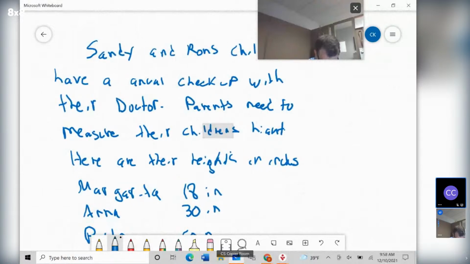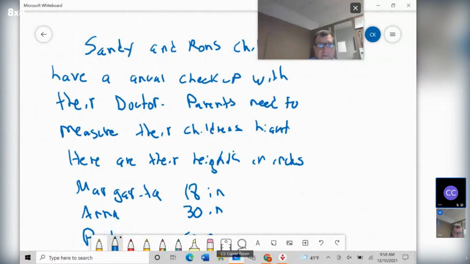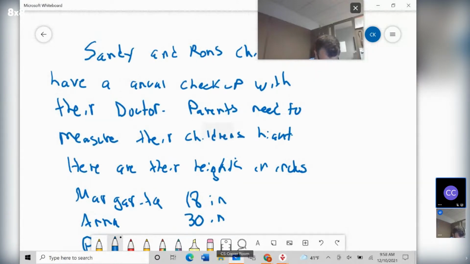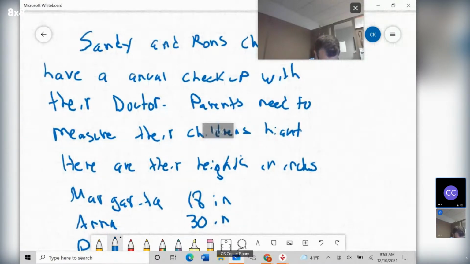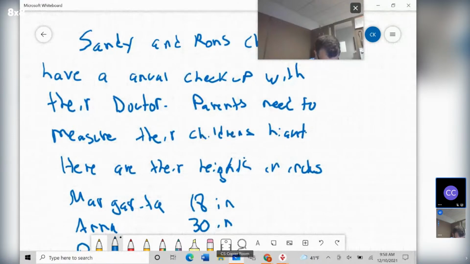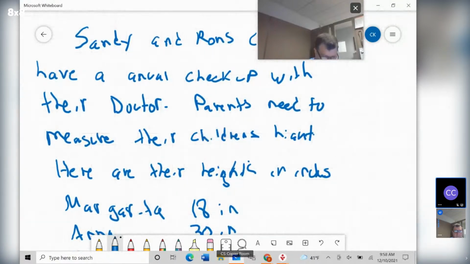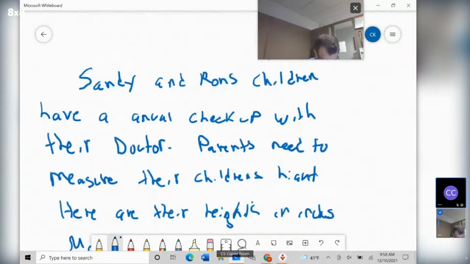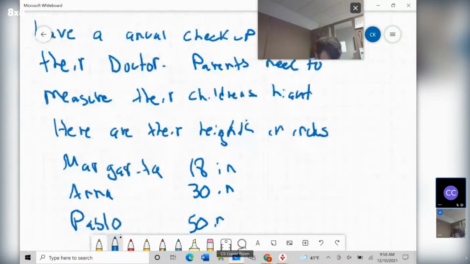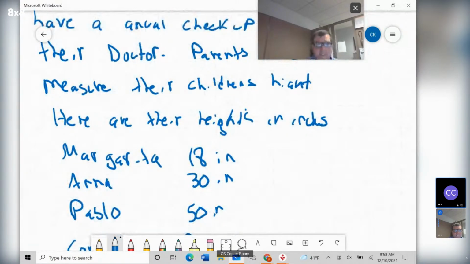What I want to do today, we're going to look a little bit at fractions and converting fractions into decimals and also percent. So I want to start with this problem here. It says Sandy and Ron's children have an annual checkup with their doctor. Parents need to measure their children's height, and here are their heights in inches. So Margarita's is 18 inches, Anna's is 30, and Pablo's is 50.